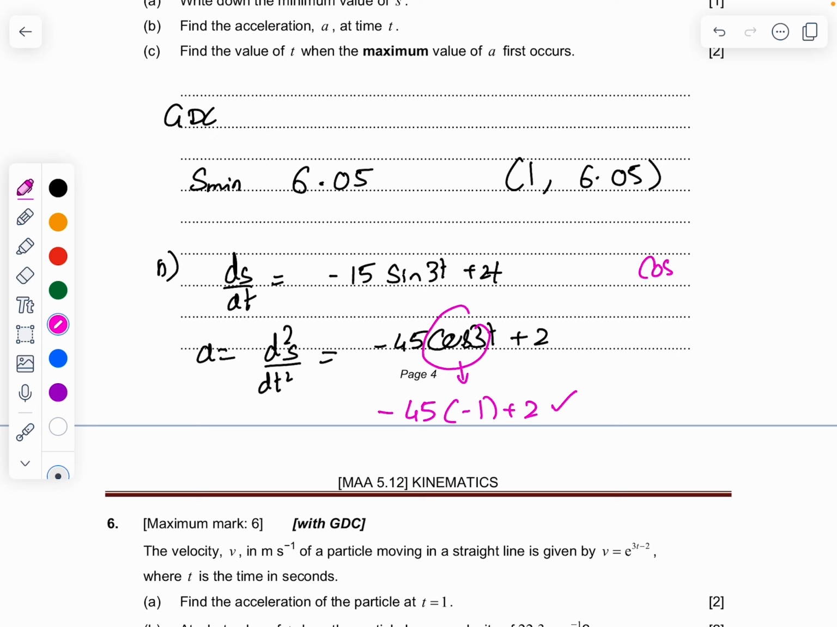So cosine 3t should equal -1. So 3t should equal pi. So t equals pi upon 3, because cos 180 is -1. So 3t equals pi, t equals pi upon 3.